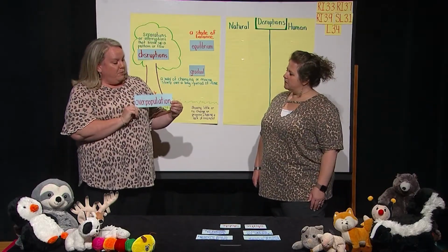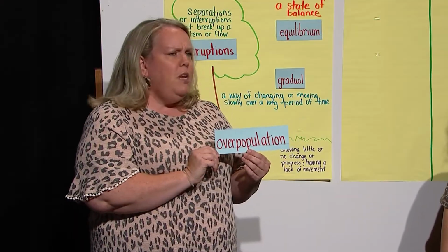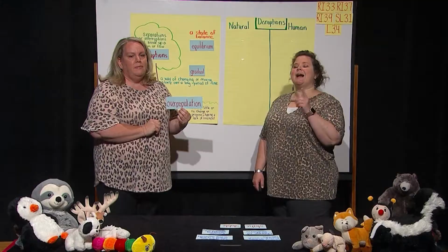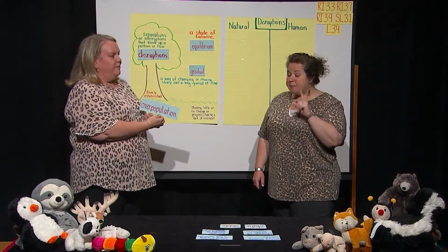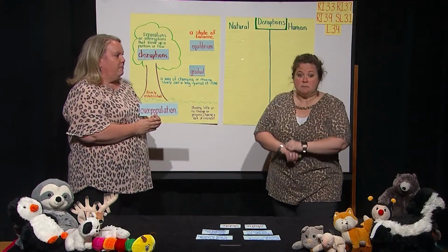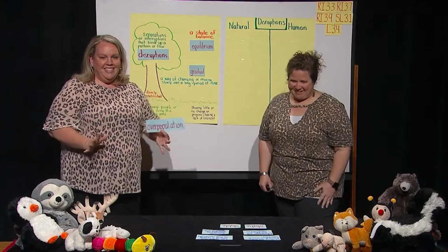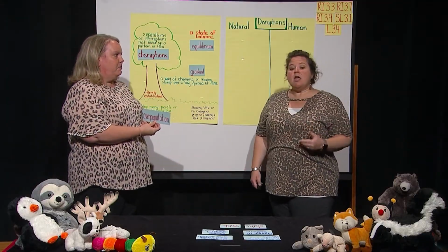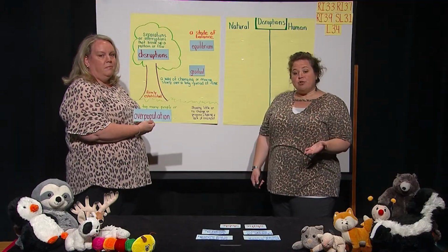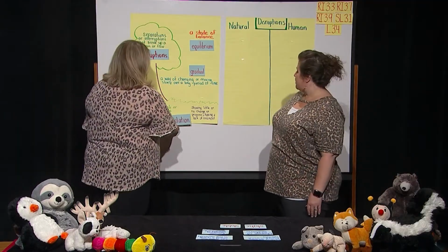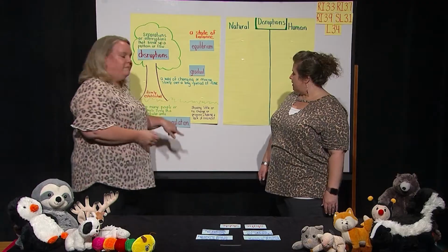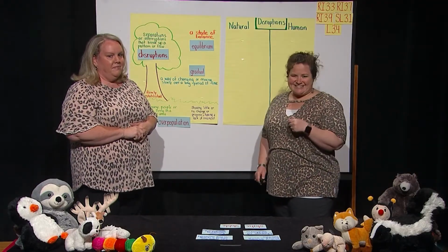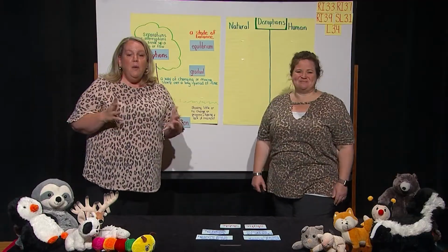Overpopulation, that's a noun. Overpopulation is when too many people or animals are living in a particular area. Yes, this helps me remember overpopulation. When there is an overpopulation of deer in a particular area, they sometimes have difficulty finding food. So, what's our word, friends? That's it, overpopulation.